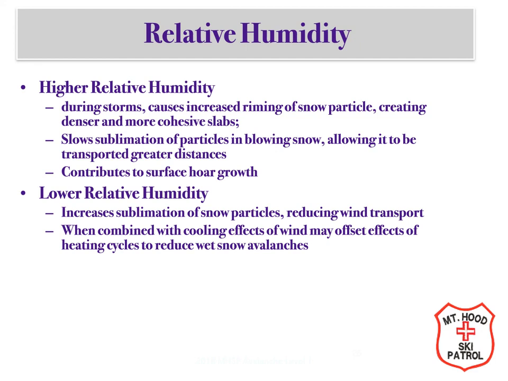Another environmental factor that affects avalanche conditions is relative humidity. High relative humidity contributes to rime ice formation and creates more dense and cohesive slabs. High humidity combined with cold temperatures also contributes to enhanced surface hoar formation. High humidity tends to be associated with warm, moist storms. Lower relative humidity reduces wind transport and may reduce the effect of heating cycles, reducing the likelihood of wet slide avalanches.